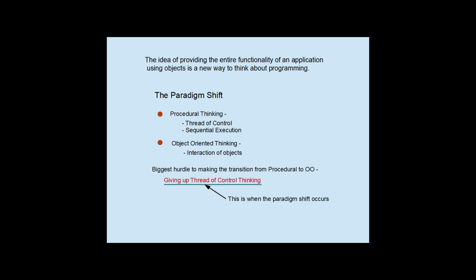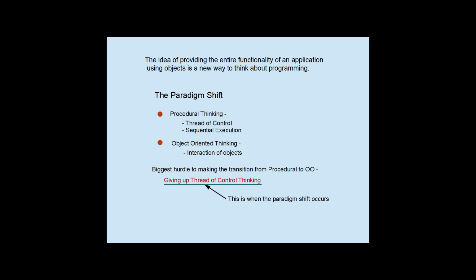When programming procedurally, we think about a thread of control and sequential execution. If we are thinking in an object-oriented way, we think about the interaction of objects within the application. And so, perhaps, the biggest hurdle to making the transition from procedural programming to object-oriented programming is giving up thread of control thinking. Of course, we don't really give up thread of control thinking.